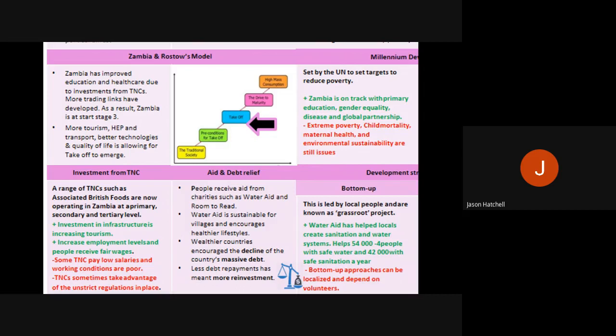However, the problem with TNCs moving into these poorer nations is that they can also set rules up so that they don't have to follow law. And if a country is an LIDC, generally it doesn't have very strict employment law. So in the UK, we have a minimum wage, for example.